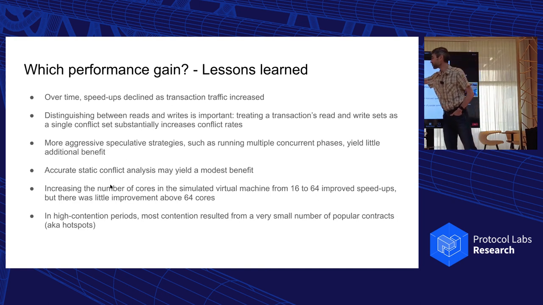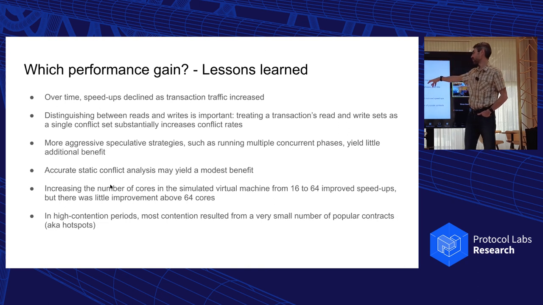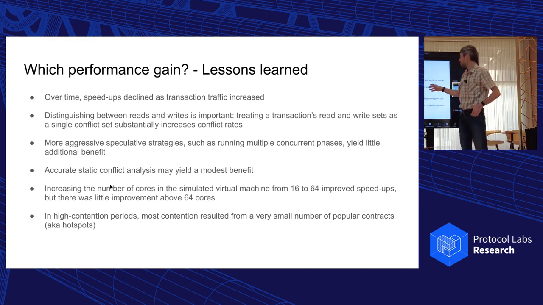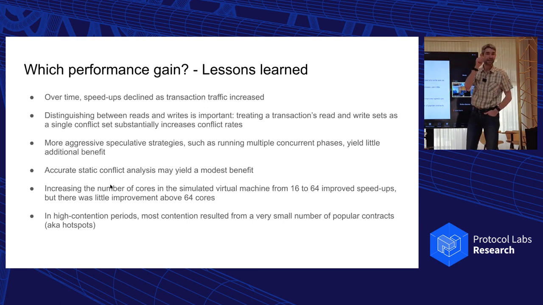They show that it's important to distinguish between reads and writes. Obviously, you know that reads commute, writes do not. And they perform two experiments, one in which they just consider that if they touch the same memory address, they conflict, and one in which they distinguish writes and reads. And obviously, there is some incentive in going deeper in the analysis and really understanding what are writes and what are reads.